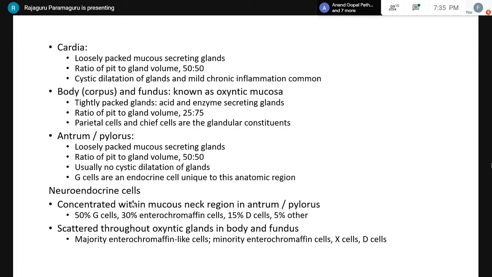The main constituent of the neuroendocrine cells in the antrum will be the G cells, and the G cells will be absent in the body and the fundus mucosa. This has significance, which I'll be telling you later.